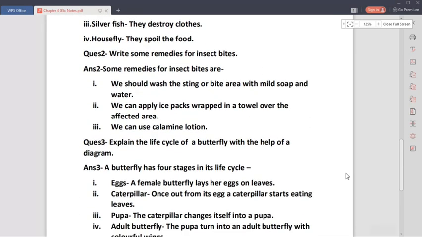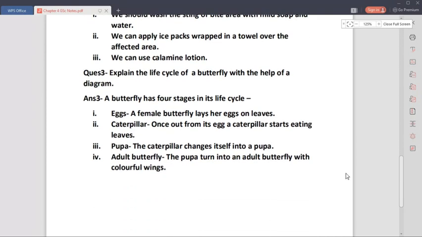Now, second question. Write some remedies for insect bites. Some remedies for insect bites are: we should wash the sting or bite area with a mild soap and water. We can apply ice packs wrapped in a towel on the affected area. We can use calamine lotion. Now, third question. Explain the life cycle of a butterfly with the help of a diagram.